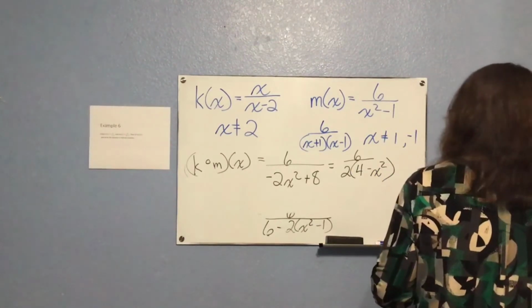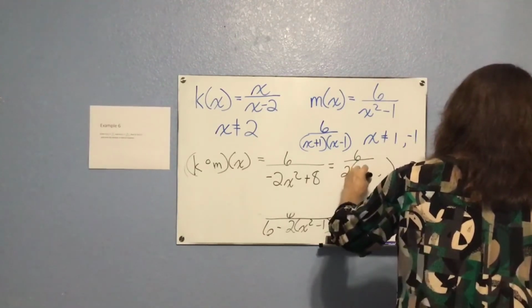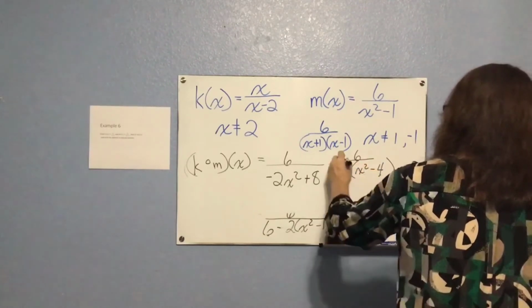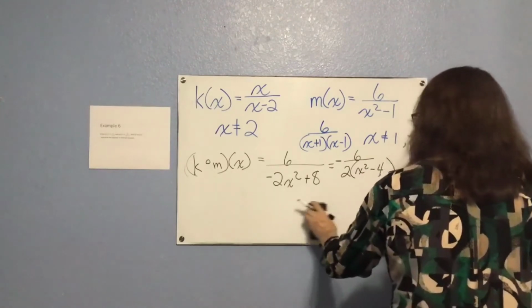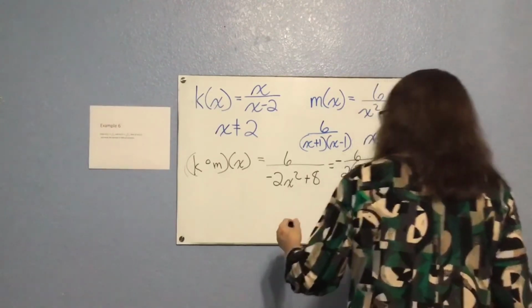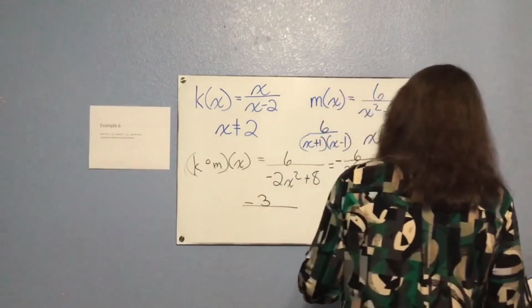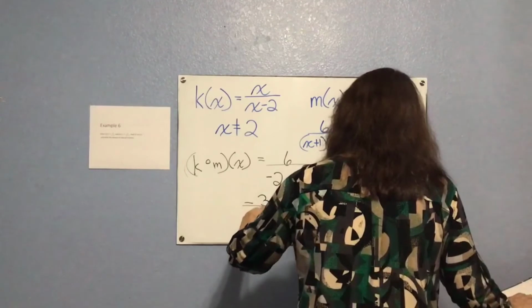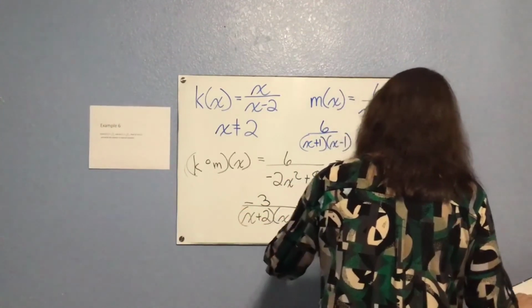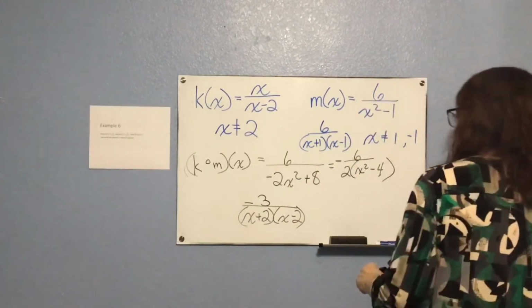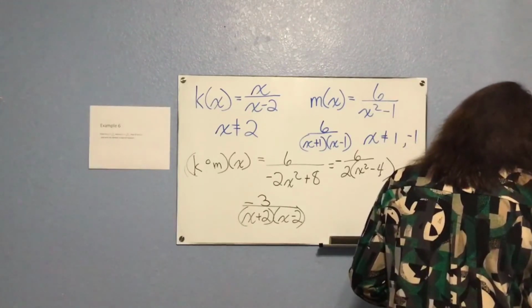Now let's do it this other way. Let's do x squared minus 4, and then we'll put a negative out here. Okay, so now I can reduce this some more. I'm going to have negative 3 over x plus 2 and x minus 2. So in my final function, my restrictions are that x cannot be positive or negative 2.